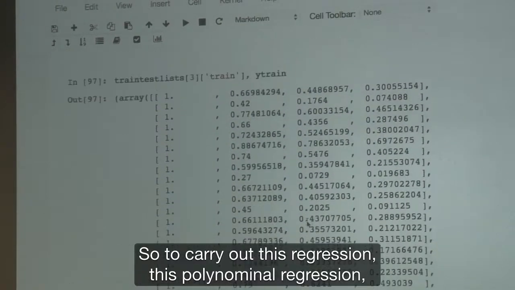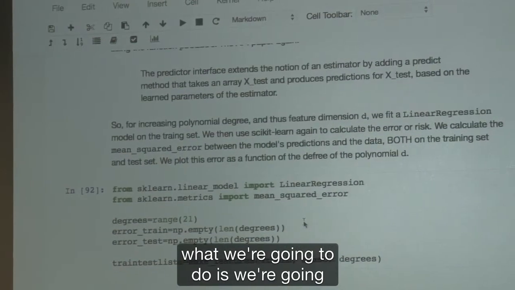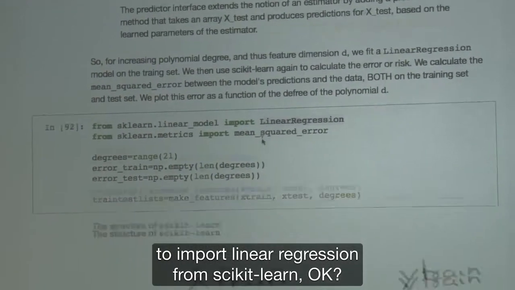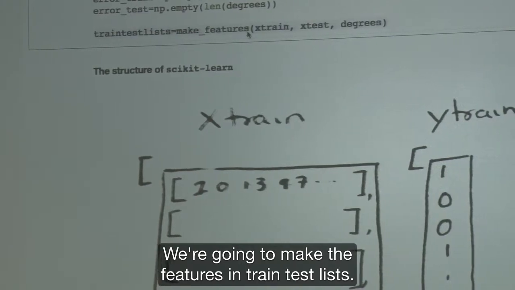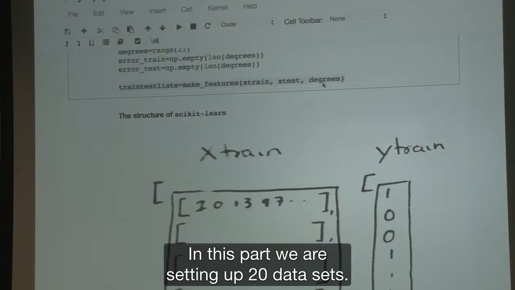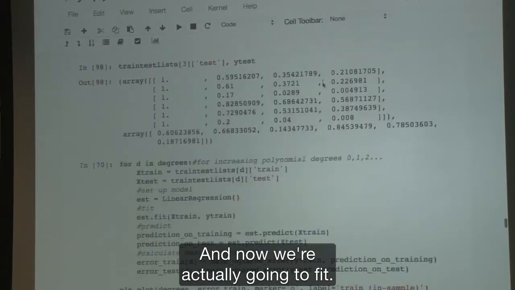Okay, so to carry out this polynomial regression, what we're going to do is import linear regression from sklearn. We're going to make the features in train test lists, and we're going to go up to the 20th degree. So in this part, we are setting up 20 data sets. And now we're actually going to fit.